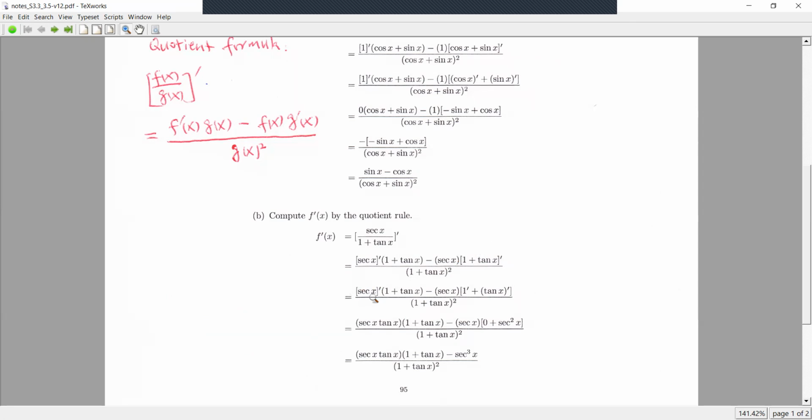Derivative of secant. From the book, it is secant times tangent. The derivative of 1 is 0. The derivative of tangent is secant squared. Simplify this expression a little bit, then we get the answer. This is the derivative of function f.